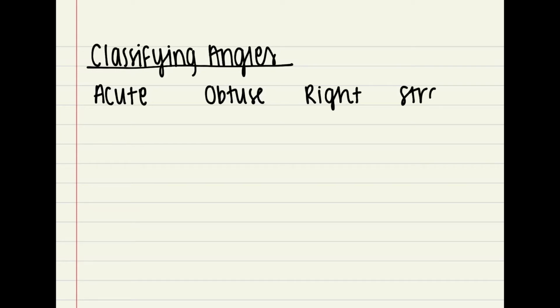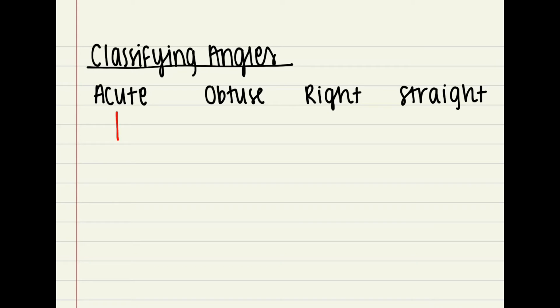So this next topic we're getting into is classifying angles. And we're going to learn what to call angles based on their angle measure. We have 4 ways we can classify by angle. The first one is acute. The second is obtuse. Third is right. And the last one we're going to talk about is straight.